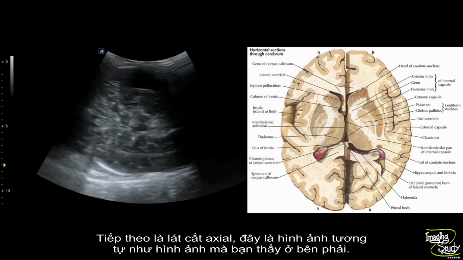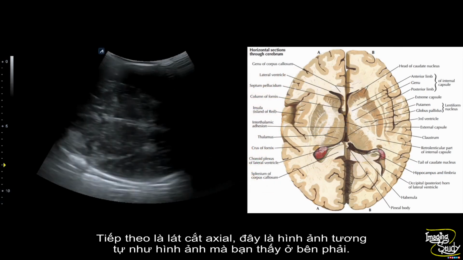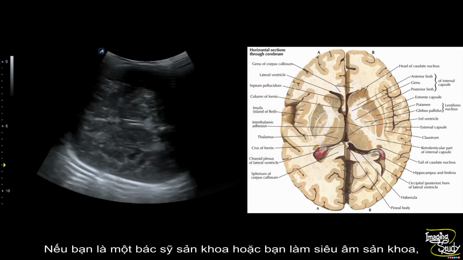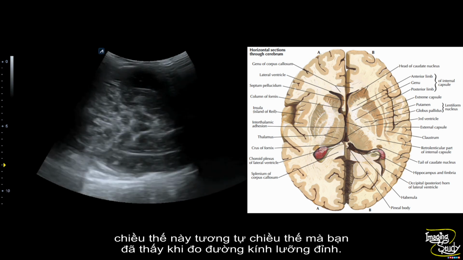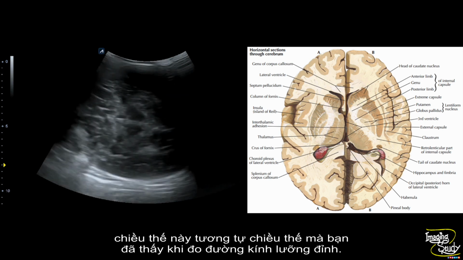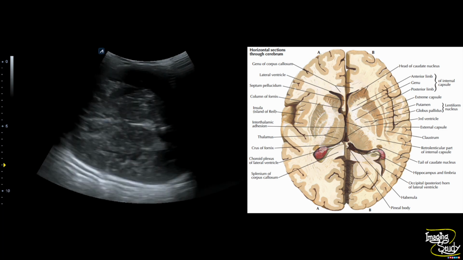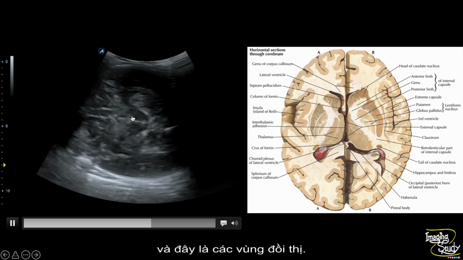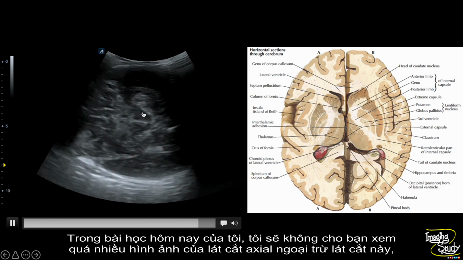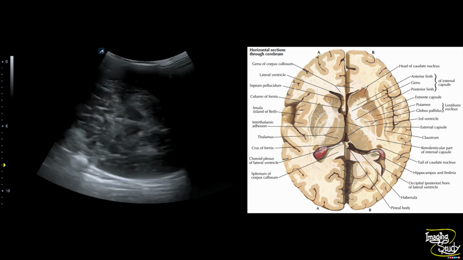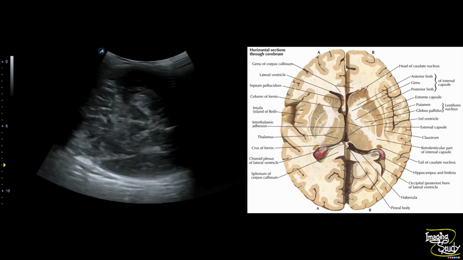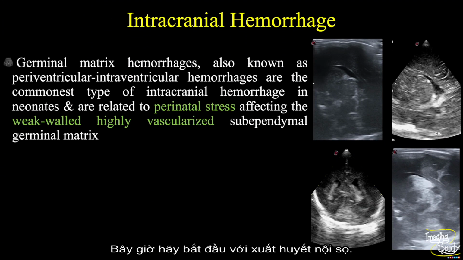Here's the axial section. This is quite the same image as you see on the right one. If you are an obstetrician or you do obstetric ultrasound, this view is the same view you have seen in your biparietal diameter measurement. So this is the falx, and these are the thalamic regions. In my session today, I won't show you many images of the axial section except one, so don't worry about this view. Now let's start with the intracranial hemorrhage.